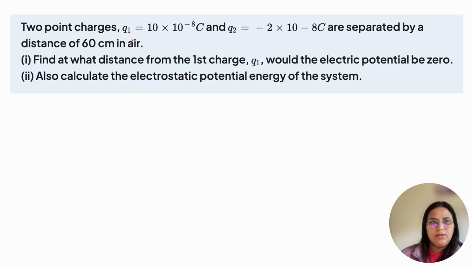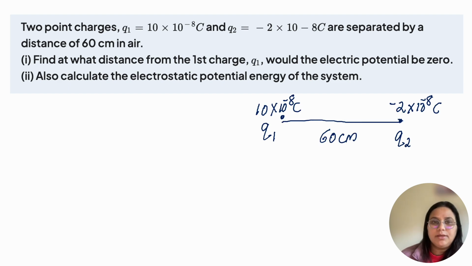Two point charges, Q1 is equal to 10 into 10 power of minus 8 coulomb and Q2 is equal to minus 2 into 10 power of minus 8 coulomb, are separated by a distance of 60 centimeter in air. Find at what distance from the first charge Q1 the electric potential would be 0. Second, also calculate the electrostatic potential energy of the system.